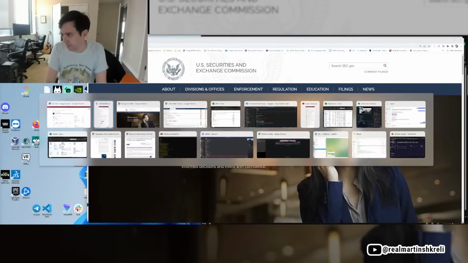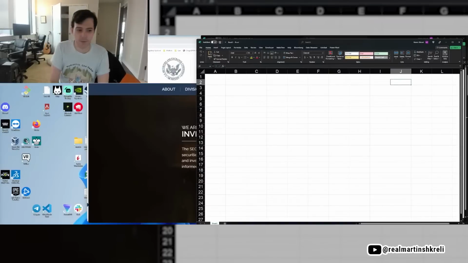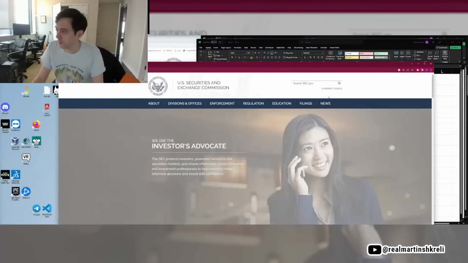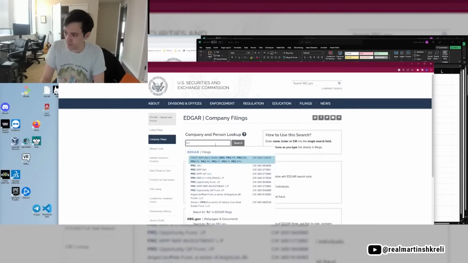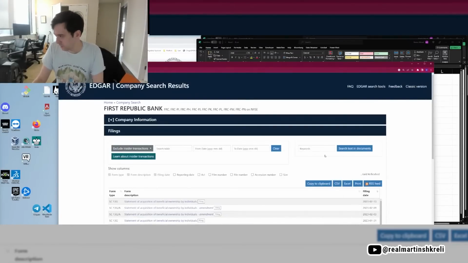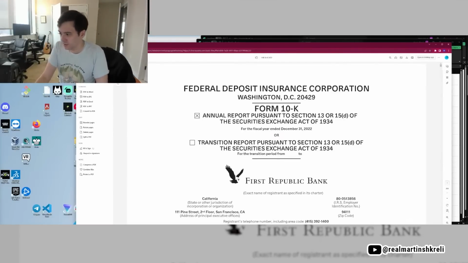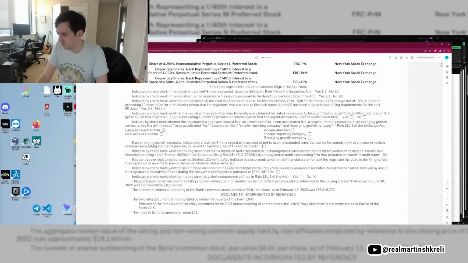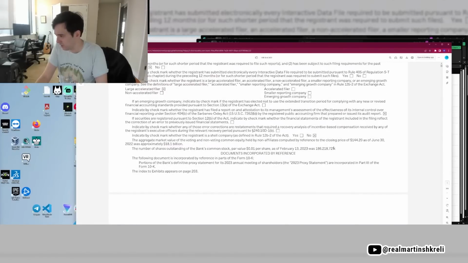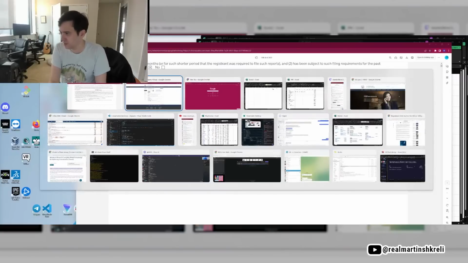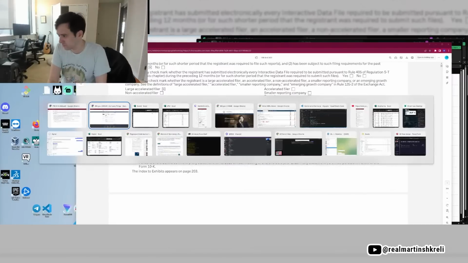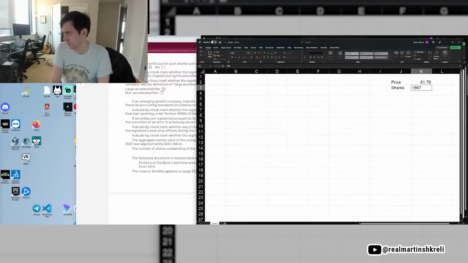So let's make a quick model of First Republic. First Republic stock is at $81. And this is supposedly the next bank that's in trouble. Maybe we can figure out if they're actually in trouble. Okay, so here's the First Republic 10K. And as usual, we have shares outstanding right here, 186. So this is a lot smaller of a bank, right? 15 billion market cap.